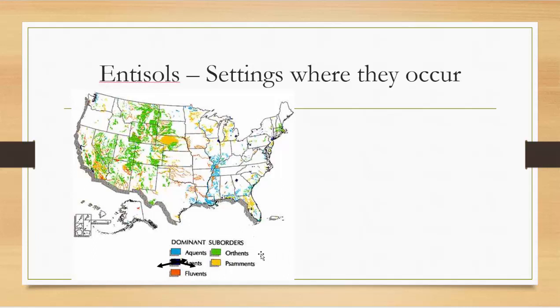Orthents are kind of the other soils. These would, as you can see, be in a lot of the mountain ranges, the Mogollon Rim here, the Four Corners area, the Rockies, and so forth. A lot of these are going to be just some of the steep and rocky ones.